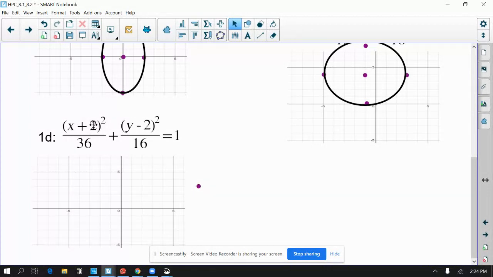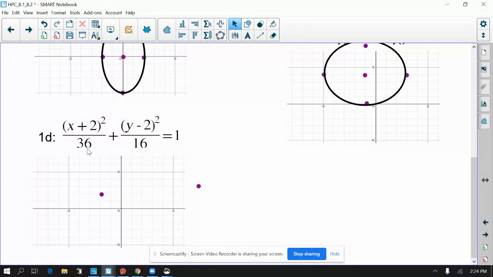The center is -2, +2. So I go to the left 2, up 2. That's my center. And is this facing horizontally or vertically? How is this orientated? The bigger number is underneath the x, so it's a horizontal one.